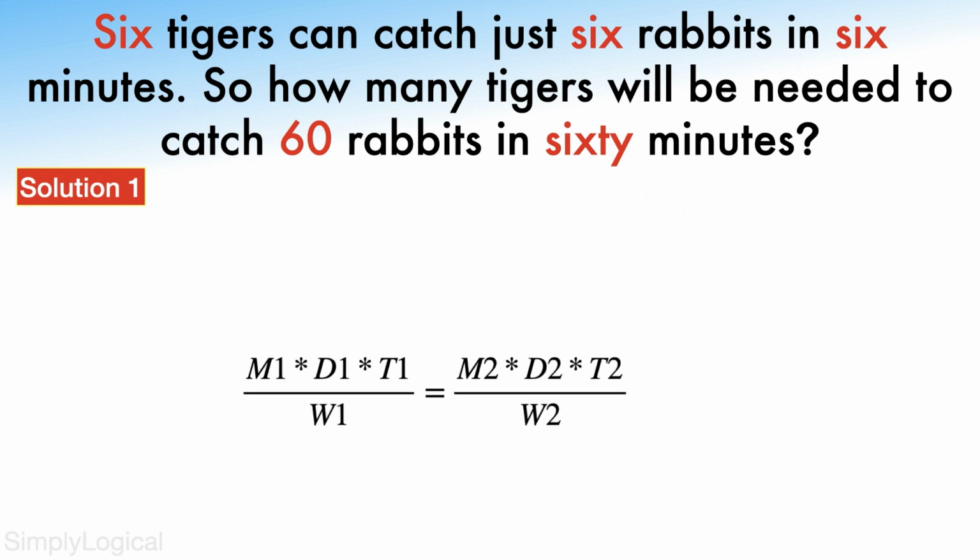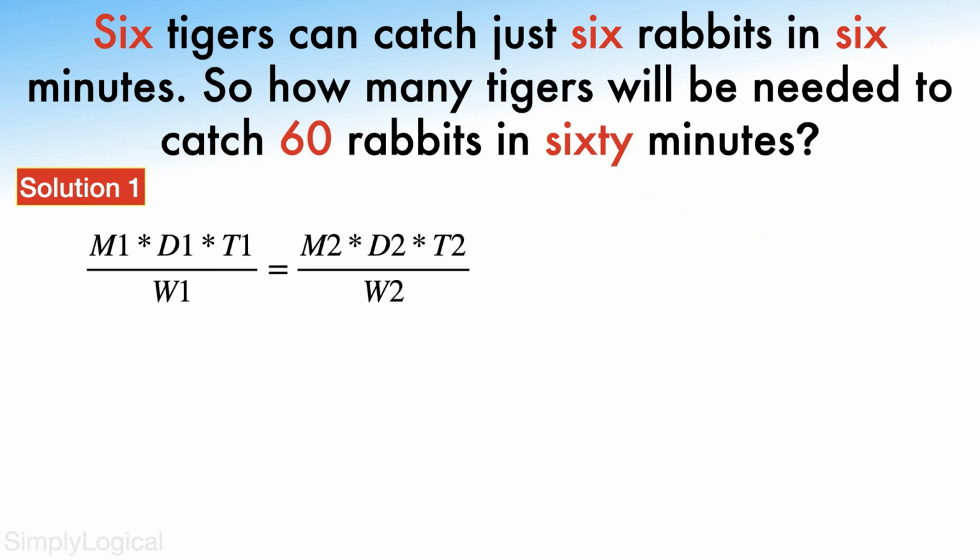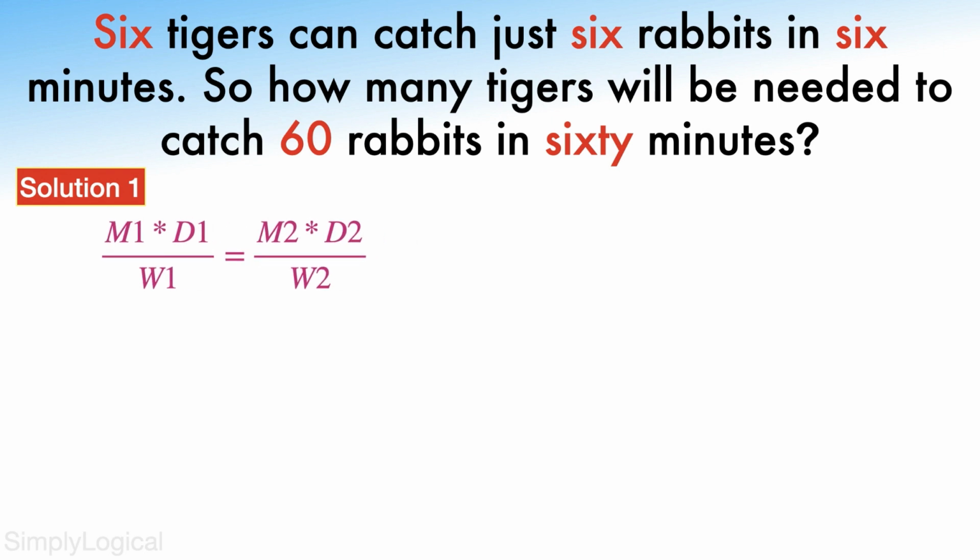So here in this problem, the given information is 6 tigers can catch just 6 rabbits in 6 minutes. What we are supposed to find is the number of tigers required to catch 60 rabbits in 60 minutes. So for this problem, there are only 3 variables. Hence the formula can be written as M1 D1 over W1 equals M2 D2 over W2, where M is the number of workers, D is the number of days, hours, minutes or seconds, and W is the piece of work. Here catching a rabbit is considered as work done by a tiger.